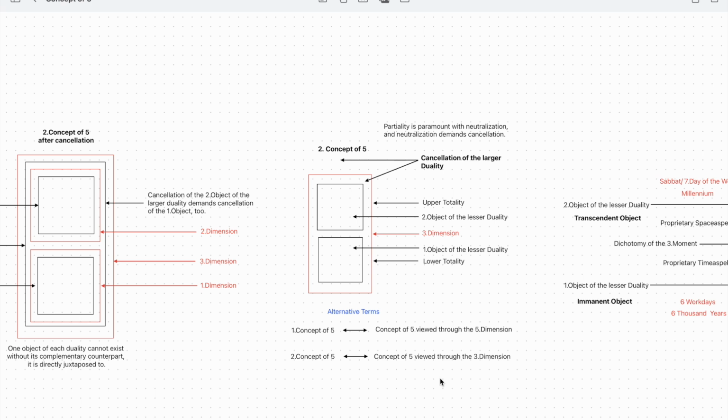This is it for today's episode. In the next episode, we are going to talk about actual applications of the second concept of 5, or the concept of 5 viewed through the third dimension.